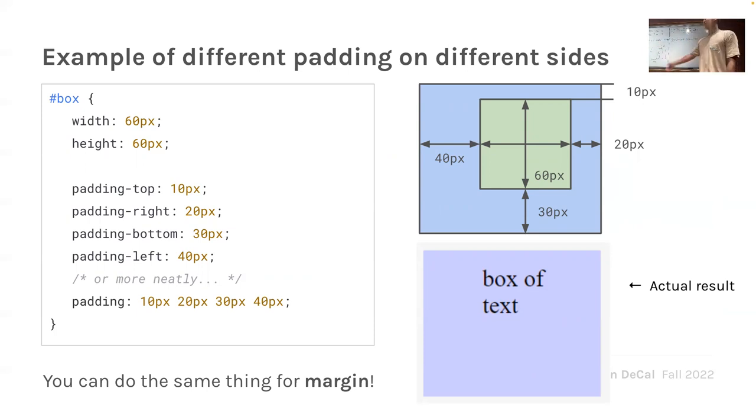You can also, instead of listing out each one sequentially, list them out in the last line of the code, where it basically goes top, right, bottom, left when you list out four padding pixels in a row. So it interprets them as going clockwise.